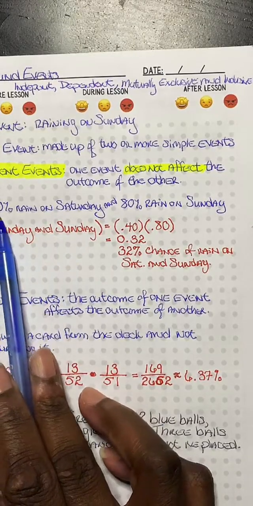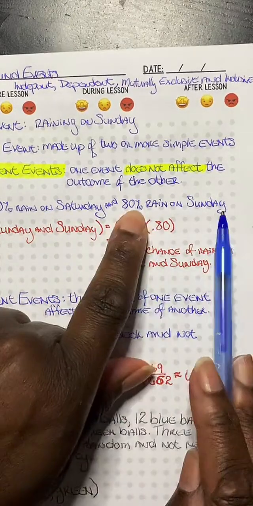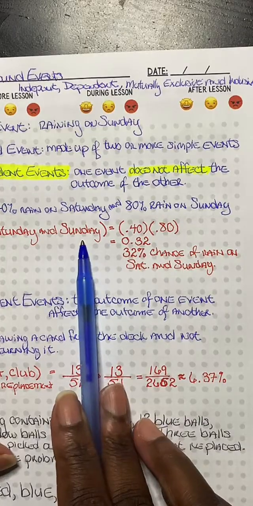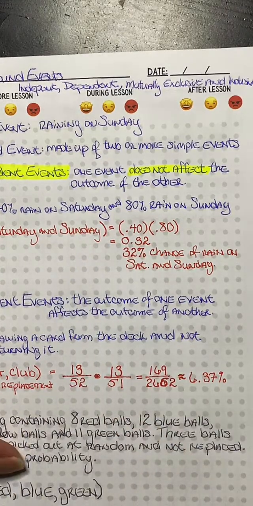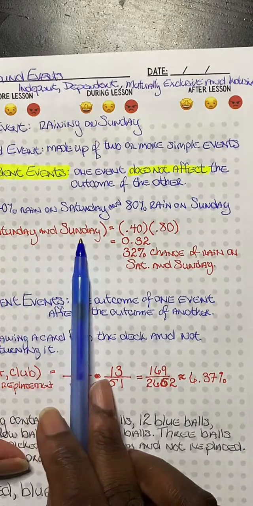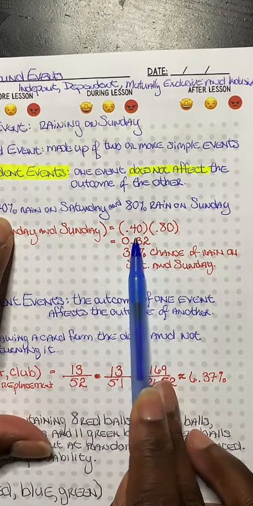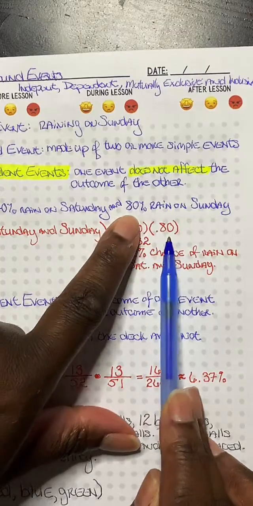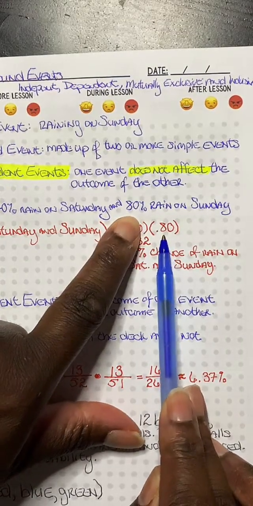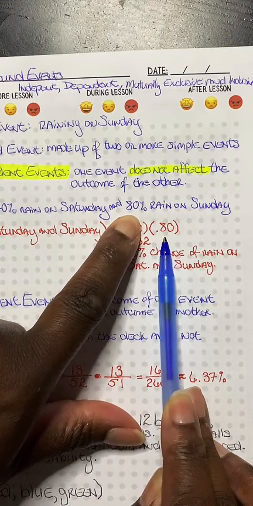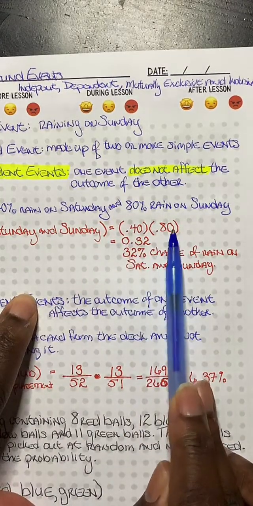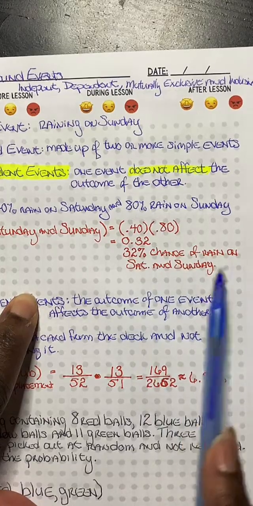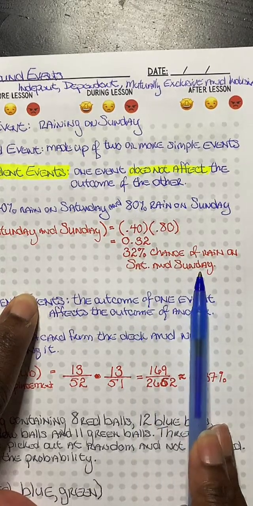But when we're looking at 40% chance of rain on Saturday and 80% chance of rain on Sunday, again, one doesn't affect the other. So when we're trying to find the probability of what is the chance of rain for both Saturday and Sunday, we have to take our 40% as a decimal. So that's where the 0.40 comes from. And multiply it to the percentage as a decimal for Sunday. So 80% is going to be 0.80. All right. So when we multiply these two, we get 0.32, which means it's a 32% chance of rain on both Saturday and Sunday.